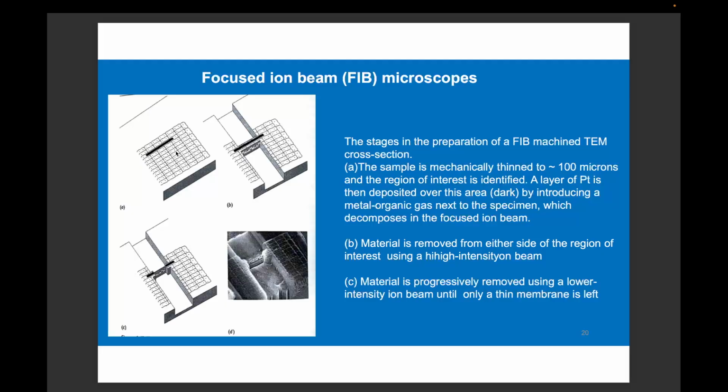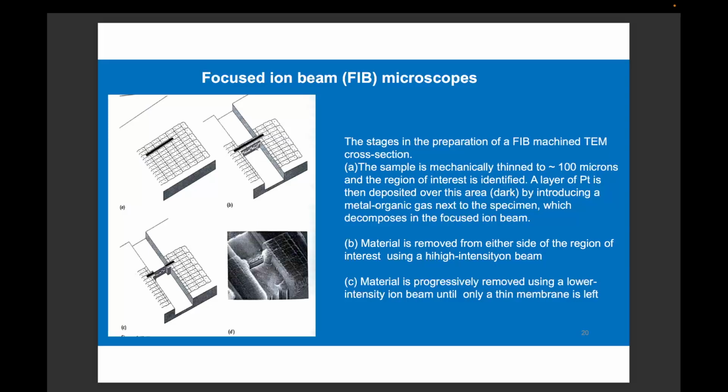Then we start removing the area to the upper side of the specimen and the lower side of the specimen. These are called trench cutting. Then slowly we remove the bottom side of this specimen also. So now these two sides are attached.